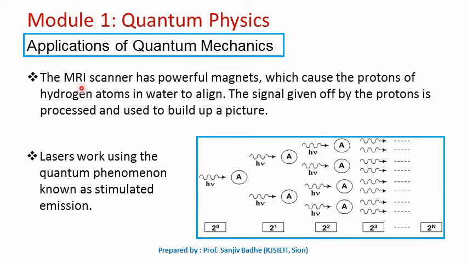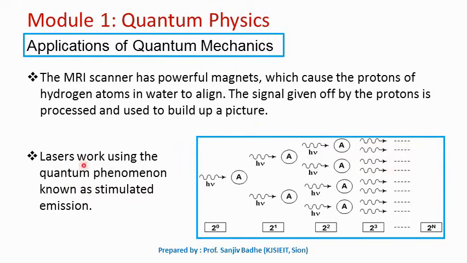Magnetic resonance imaging, the MRI scanner, is used to take images of internal body parts. These MRI scanners have powerful magnets, and these magnets cause the protons of the hydrogen atoms in water to align, and the signals given off by these protons are processed and used to build up the picture. So, here also quantum mechanical results are utilized.